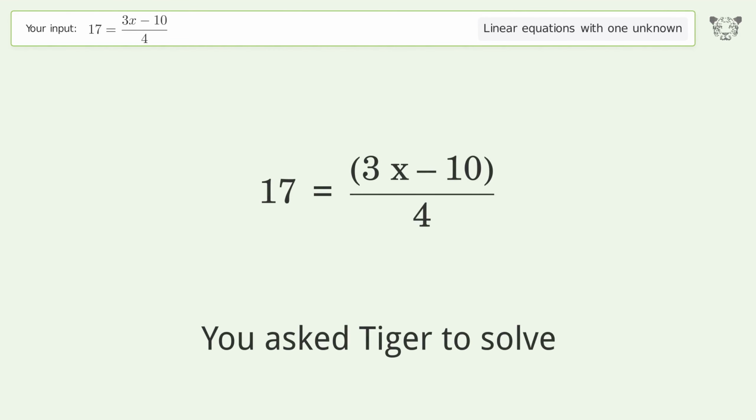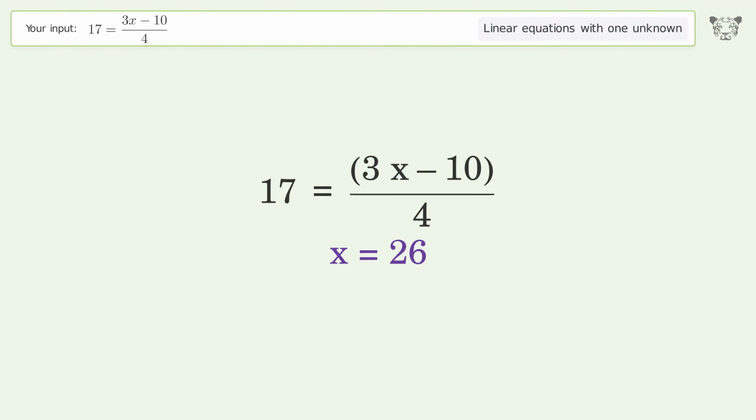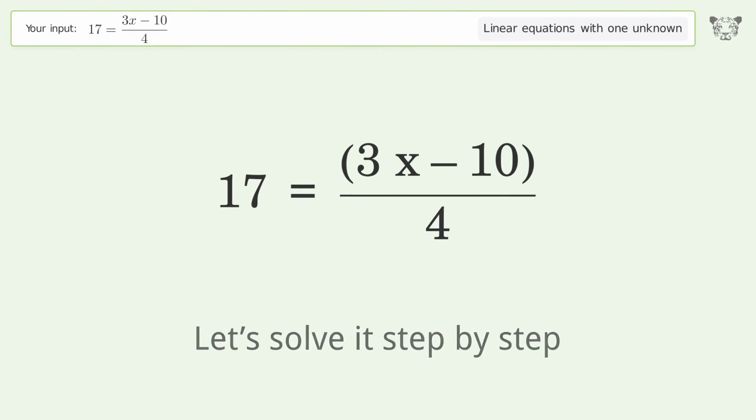You ask Tiger to solve. This deals with linear equations with one unknown. The final result is x equals 26. Let's solve it step by step.